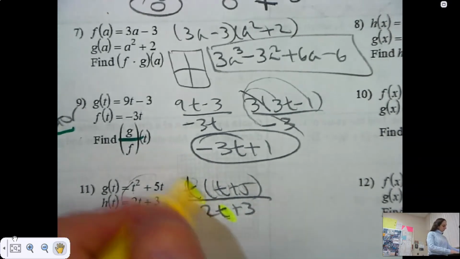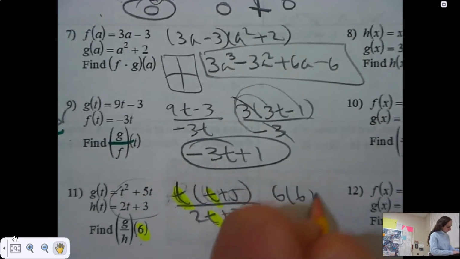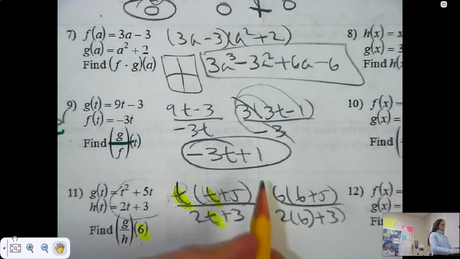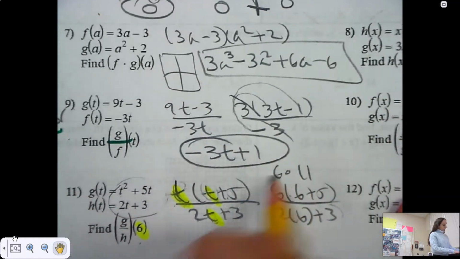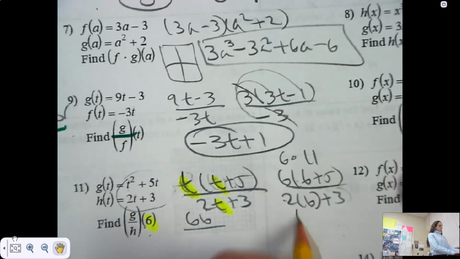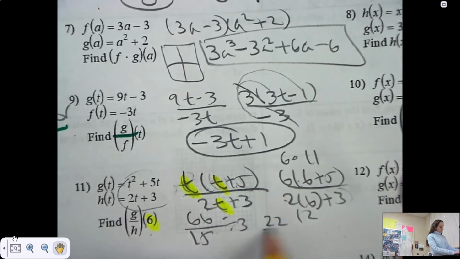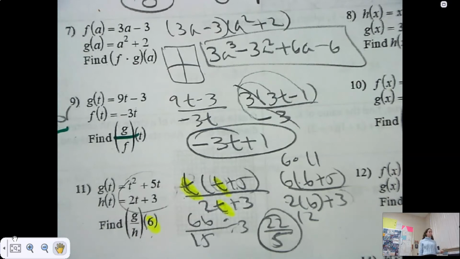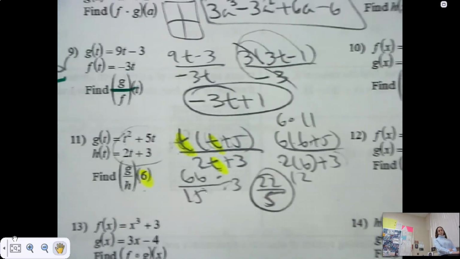So now I'm going to take the 6, and I'm going to plug it in. So I'm going to go 6 times 6 plus 5, 2 times 6 plus 3. Based on PEMDAS, 6 plus 5 is 11. Times 6 is 66. 2 times 6 is 12, plus 3 is 15. I can divide by 3, 22 over 5, or Desmos can help you. Now, if I give you this problem on the quiz, you got to show me this work. You can't go straight from here to here, because then I think you just plugged it all into Desmos.